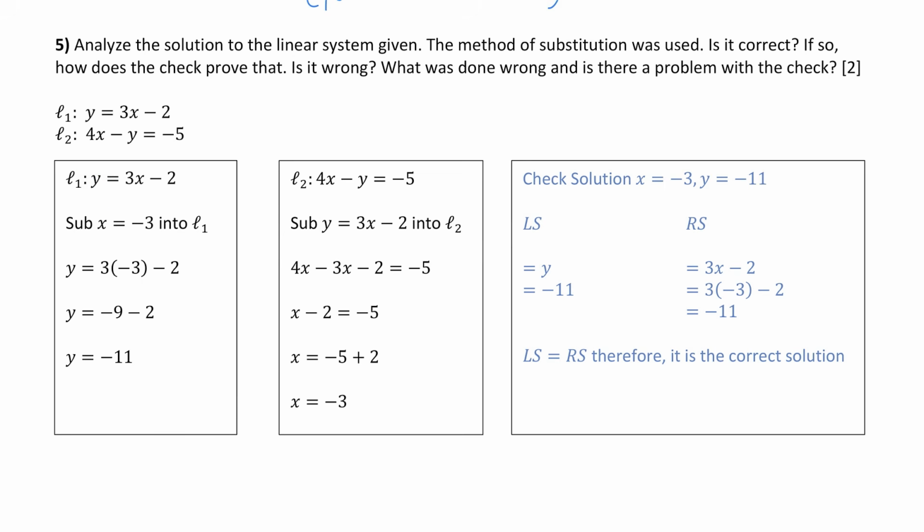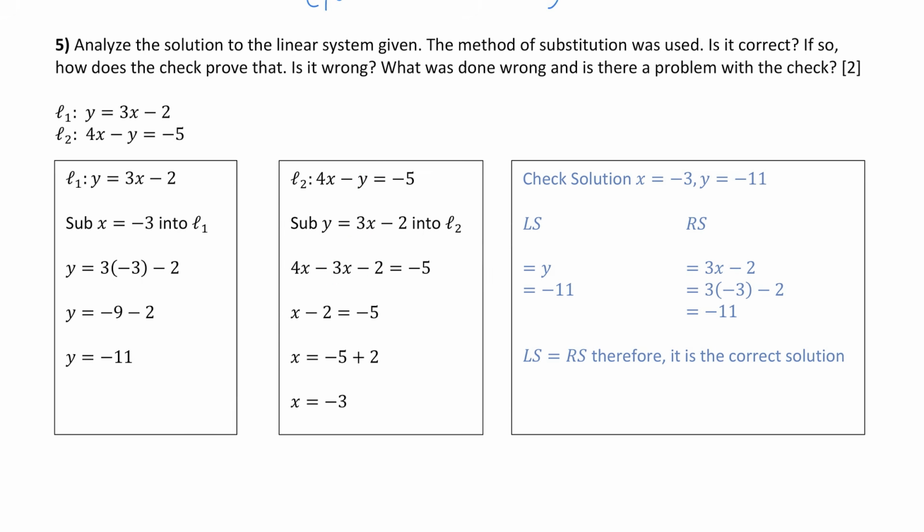And it says they then subbed 3x minus 2 in for y into the other equation. And we have this line here where that happened. But I do see a mistake with this line. When 3x minus 2 was subbed in for this y, it wasn't put in brackets. So we're not subtracting the whole y value.